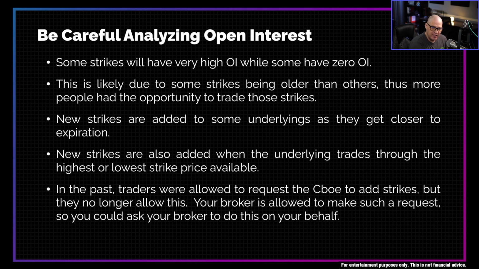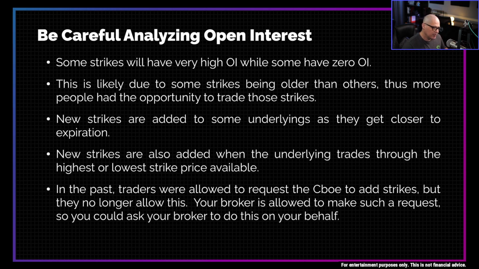And earlier I mentioned that the exchange will sometimes add new strikes based on a request. And in the past, just regular traders, people like you and me, could request the CBOE, which is the Chicago Board Options Exchange. You could request them to add strikes. And they used to do this, and sometimes they would actually add strikes based on some regular Joe Blow like you and me asking them to do this. But I guess it got to the point where too many people were trying to request strikes, so they no longer allowed this. Now the only people that can actually request the CBOE to add strikes to an options chain are brokers. So your broker is allowed to make such a request, and if you ask your broker, they might make such a request on your behalf, but there's no guarantee that the CBOE is going to honor the request, but there's no harm in trying.